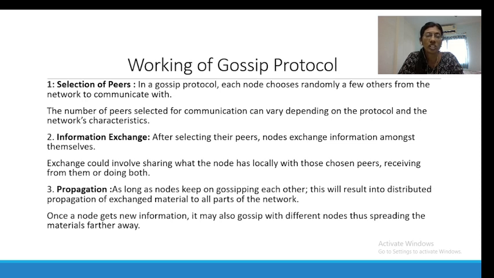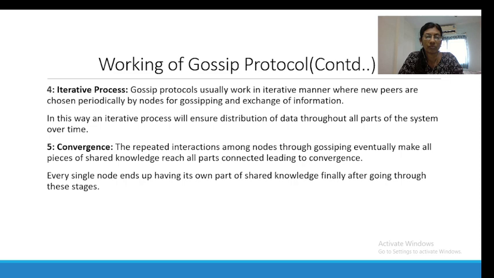Second, information exchange. After selecting their peers, nodes exchange information amongst themselves. Exchange could involve sharing what the node has locally with those chosen peers, receiving from them, or doing both. Propagation. As long as nodes keep on gossiping with each other, this will result in distributed propagation of exchanged material to all parts of the network. Once a node gets new information, it may also gossip with different nodes, thus spreading the material farther away.